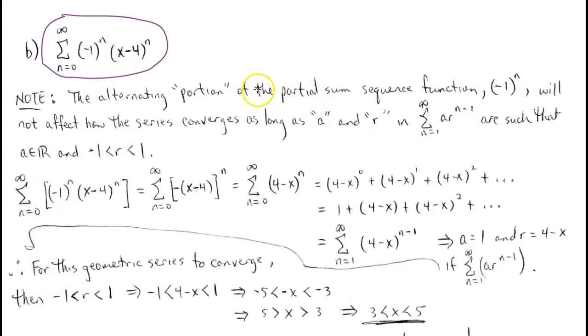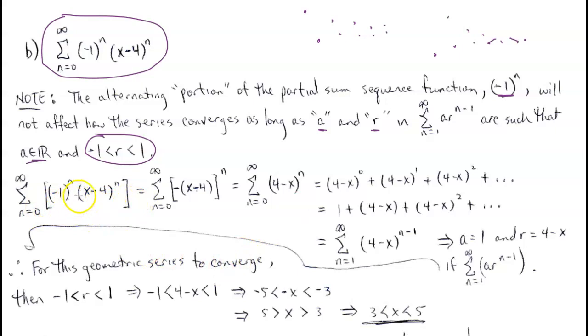So we see that this alternating portion of the partial sum sequence function, which is of course this -1 raised to the n, is not going to affect how the series converges as long as a is a real number and r is a number between -1 and 1. All that's really going to happen is that if it starts off high, it'll go high, low, like this. And if it starts off low, it'll go low, high. So no matter how it works, it's still going to be the same.